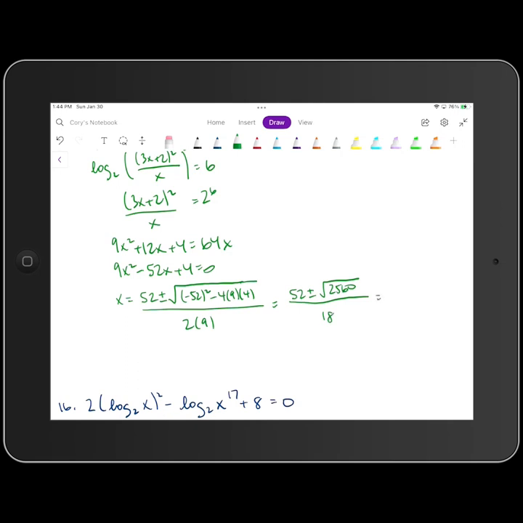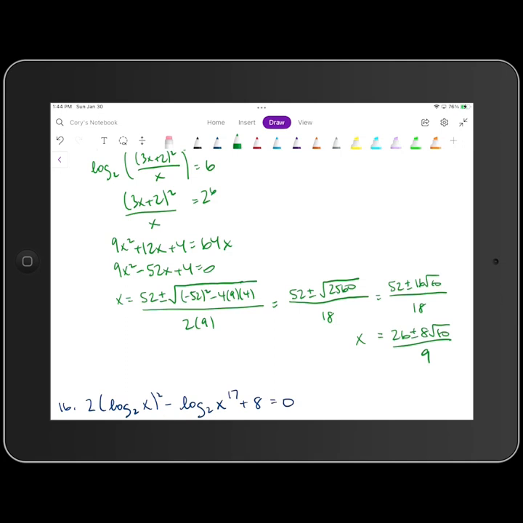which is 52 plus or minus rad 2560, which simplifies to 16 rad 10, over 18. And then 52, 16, and 18 are all divisible by 2. So we get x is equal to 26 plus or minus 8 rad 10 over 9.